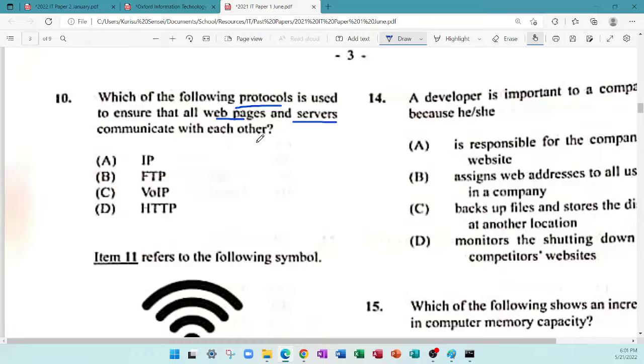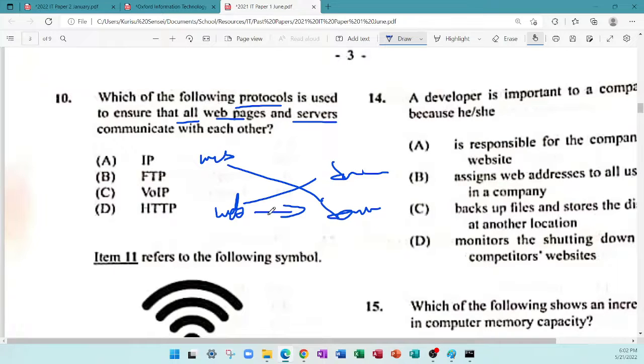But it's saying all web pages and servers communicate with each other, and the only way for these web pages and servers to communicate with each other is it? If they're talking about a web page communicating with its server, then that would be HTTP. But it's saying all. So is it talking about this web page communicating with another server, and this server communicating with another web page, or is it just?